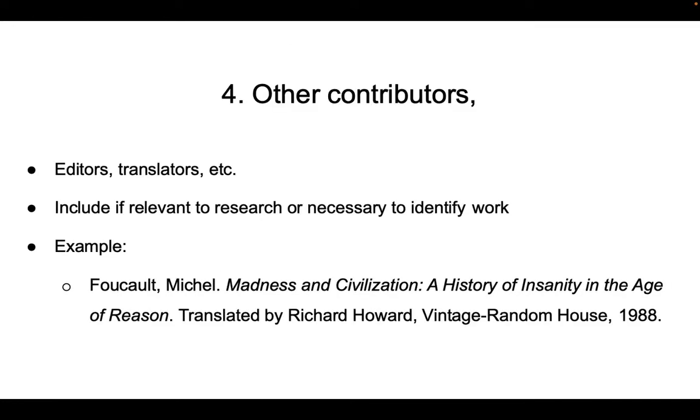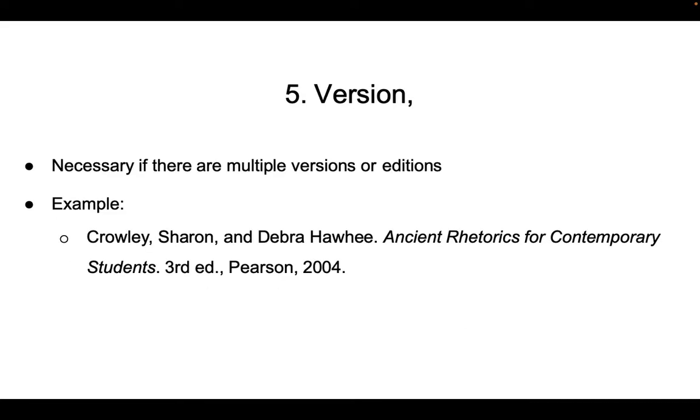4. Other contributors, followed by a comma. This is not necessary for most sources. Other contributors may include editors, translators, etc. Include their names if they are relevant to your research or necessary to identify the work. 5. Version, followed by a comma. This is necessary if there are multiple versions or editions of a source. For example, if you are using the 3rd edition of a book, put that in the citation, abbreviating edition as ED.